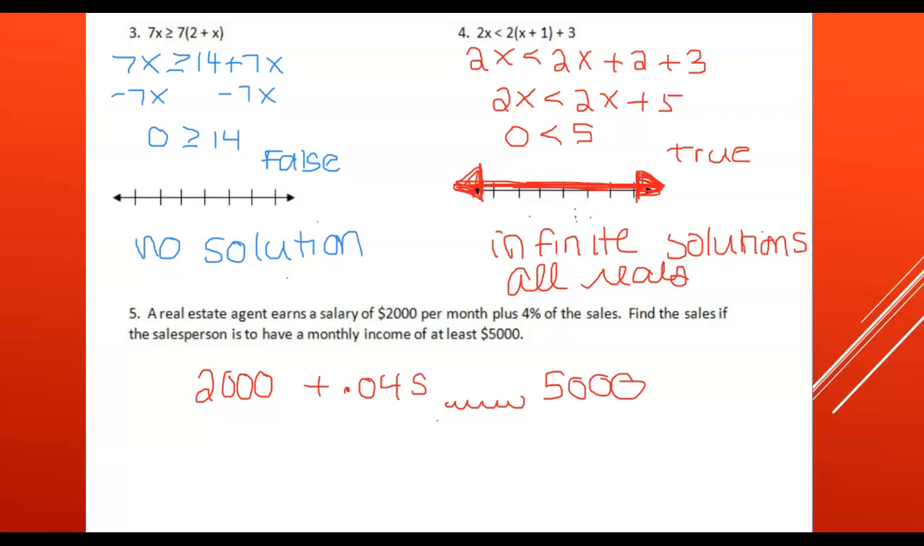Can she earn $5,000? It says at least, right? So it tells me it's going to be an equal to. If she needs at least 5,000, then her income needs to be bigger than 5,000. At least means she needs to make more than that. Now solve for S.